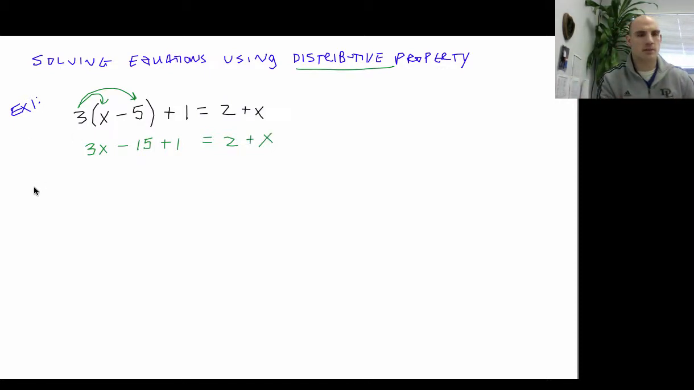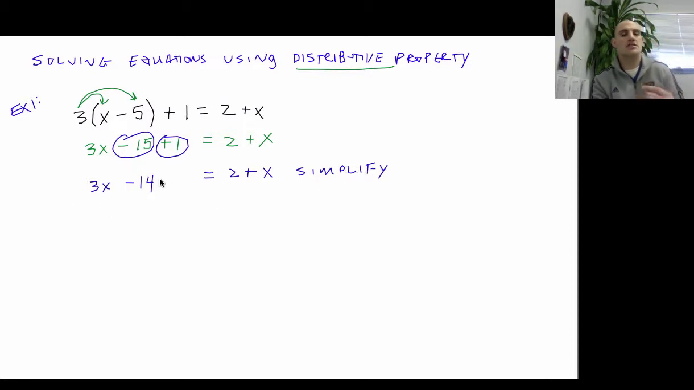I'm going to combine some like terms. So I'm looking here, and this one and this one go together. So I'm going to simplify that. So I've got 3x minus 14 equals 2 plus x. And that was just simplifying. And so now that I've got something that just has 2 terms on each side, there's nothing left to combine, I am going to start to solve my equation.